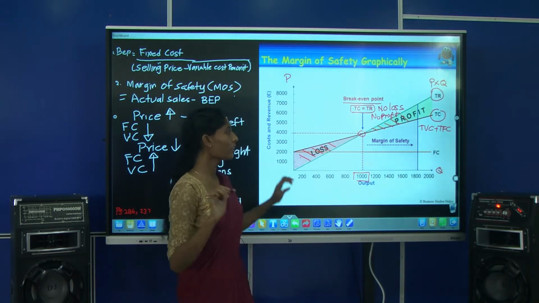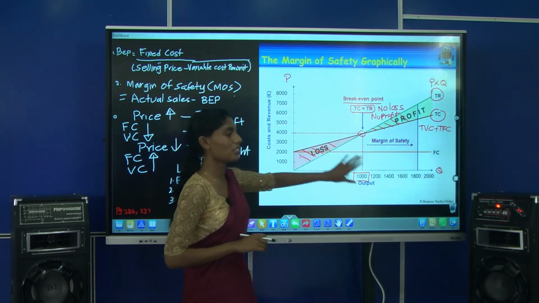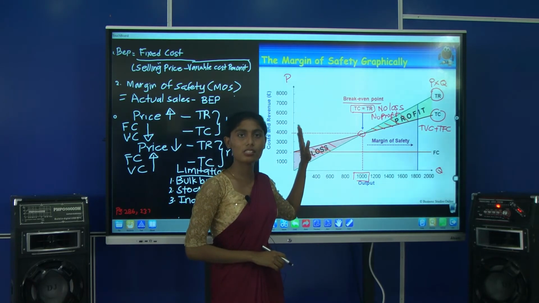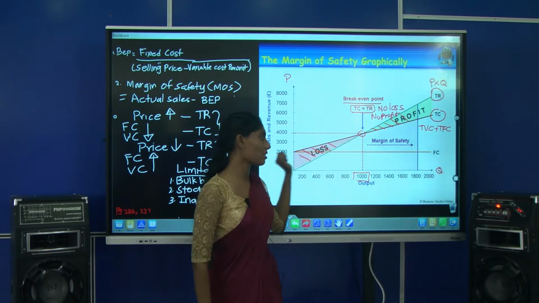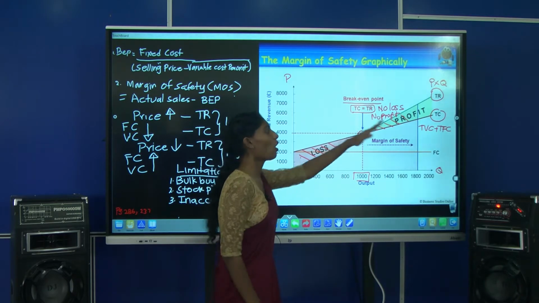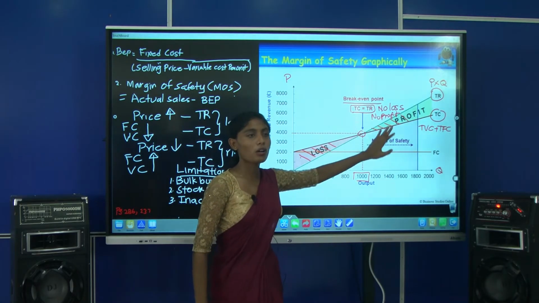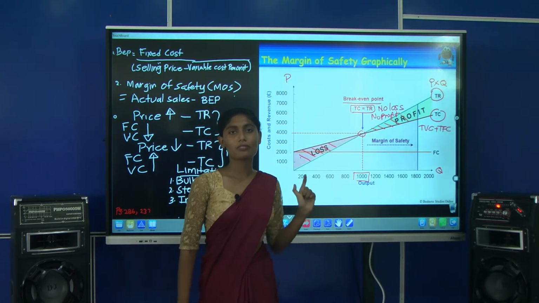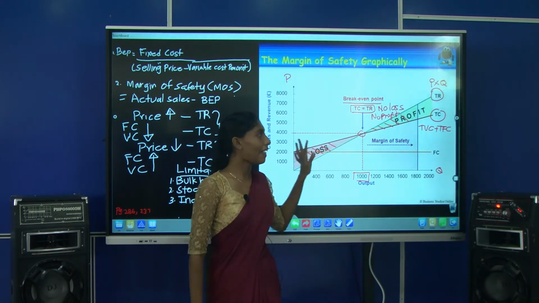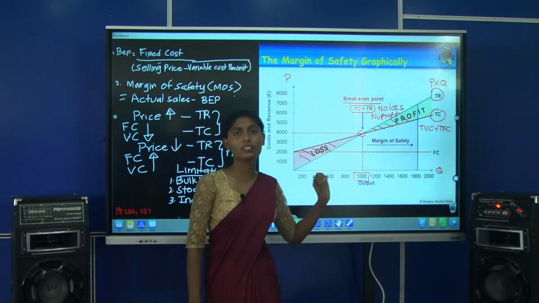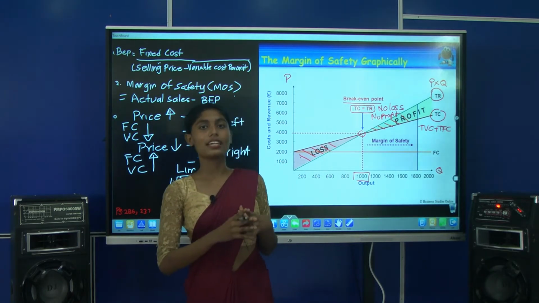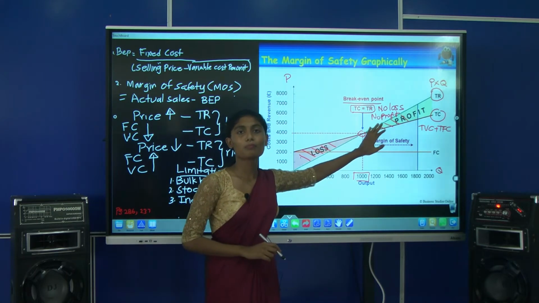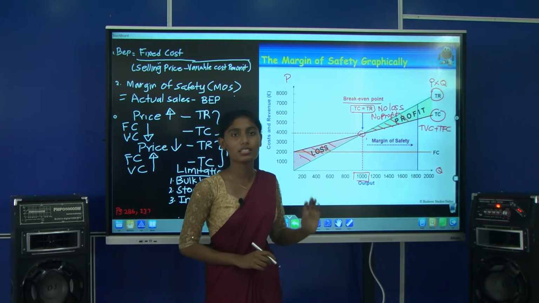I'll repeat it again. This is the price axis and this is the quantity axis. Always vertically we have the price axis, and horizontally we have the quantity axis. And then we have the total cost curve. The total cost curve consists of total variable cost and total fixed cost. And then we have the total revenue curve. Total revenue is the income that you earn. So how do you calculate total revenue? It's price into quantity.